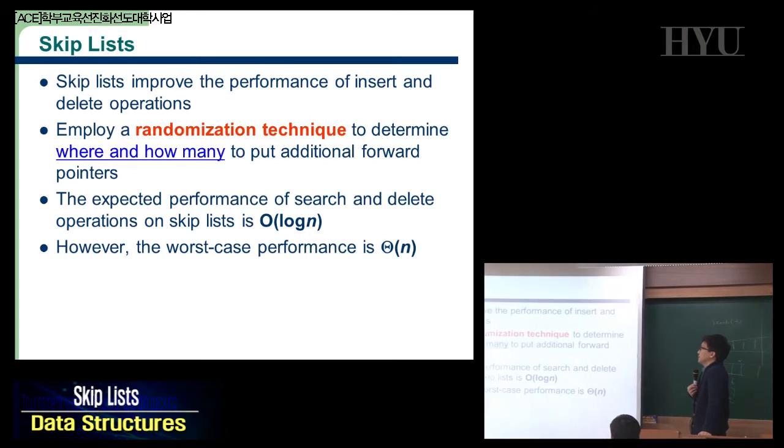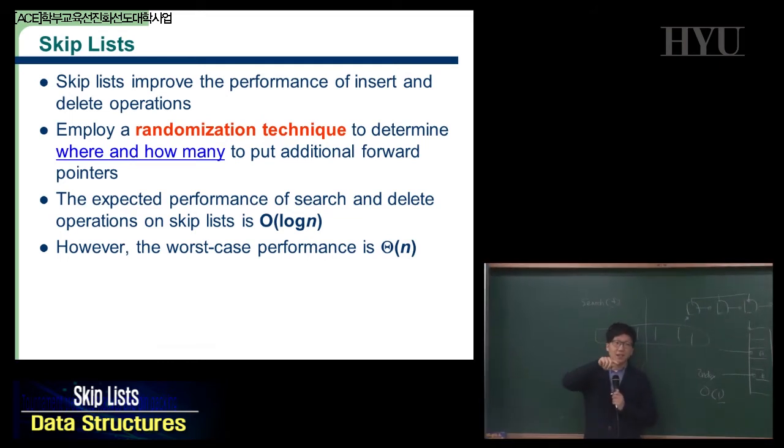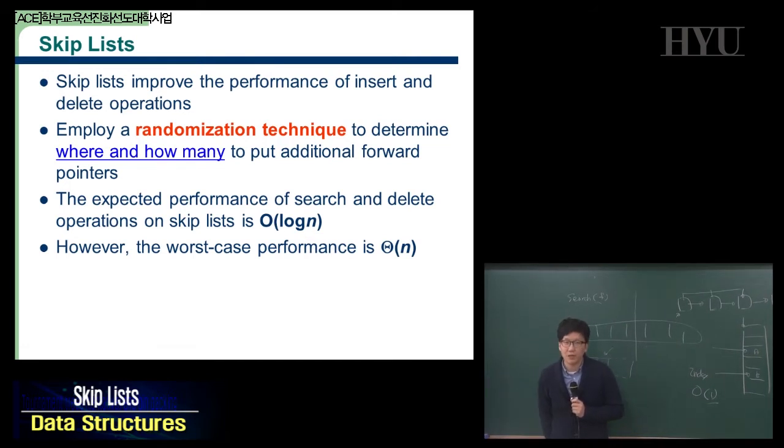It employs randomization techniques to determine where and how many additional forward pointers to put. How do you determine how many pointers we should add into the list? I mean, they will probably give you levels later: adding an additional pointer to every other element, and then half of that list. So how do we make those decisions? They call it randomization techniques. It's not so clear. Sometimes they just add a pointer in a random way.